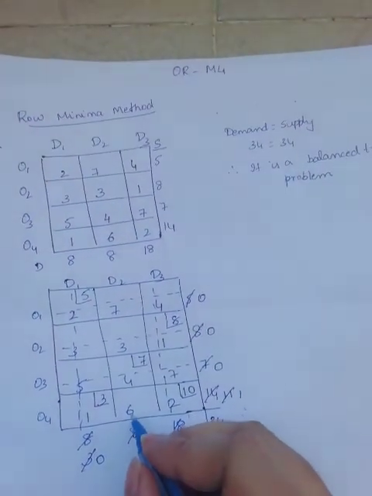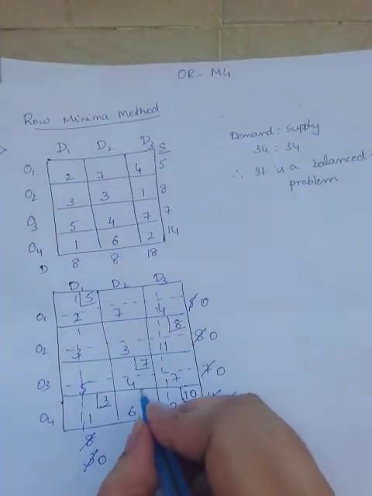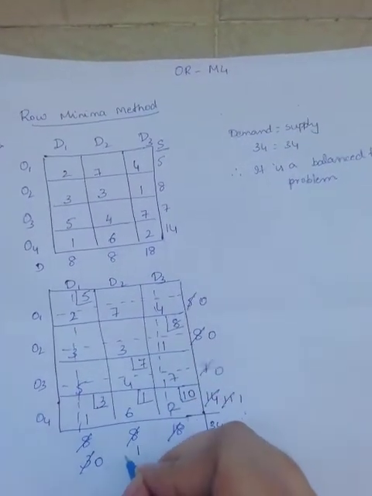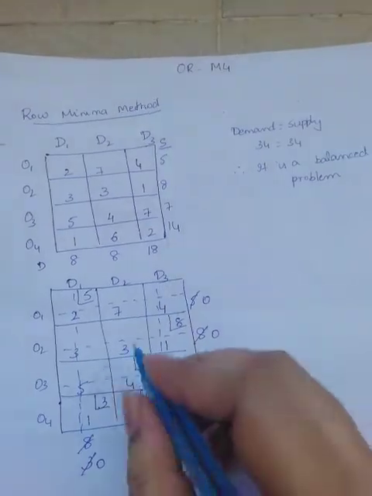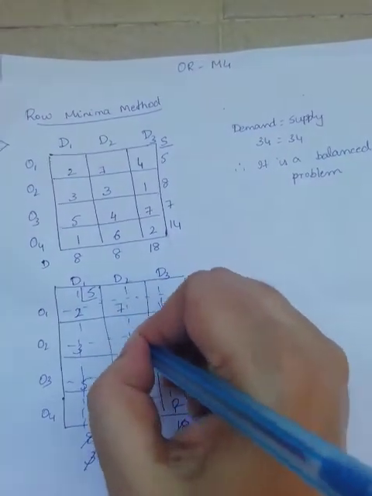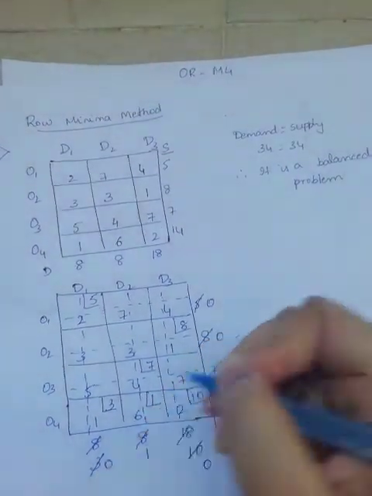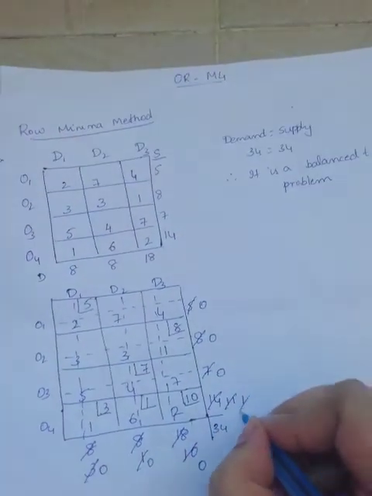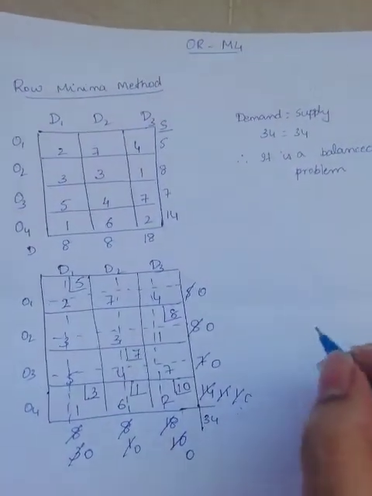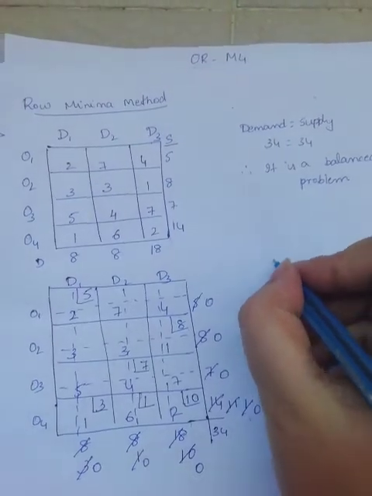And now 6 is remaining. So we will be able to allocate 1. Either row or column can be eliminated, so I will eliminate the column. This becomes 0, this becomes 0. So now find out the total cost.